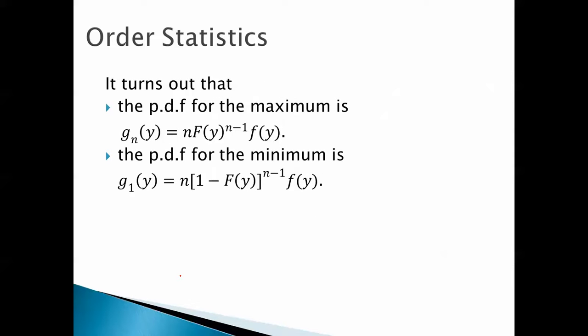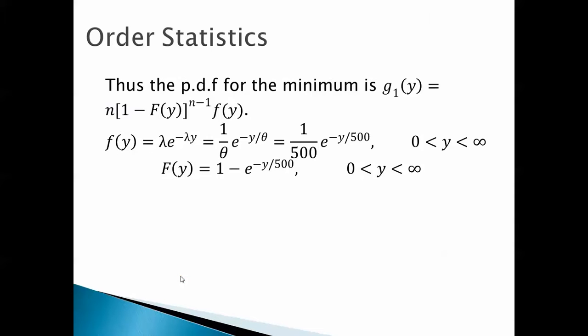So it turns out that the PDF for the maximum, g sub n of y, is n times F of y to the n minus 1 times f of y. In other words, n capital F of y to the n minus 1 times little f of y. And the PDF for the minimum is g sub 1 of y equals n times the quantity 1 minus capital F of y to the n minus 1, all times f of y.